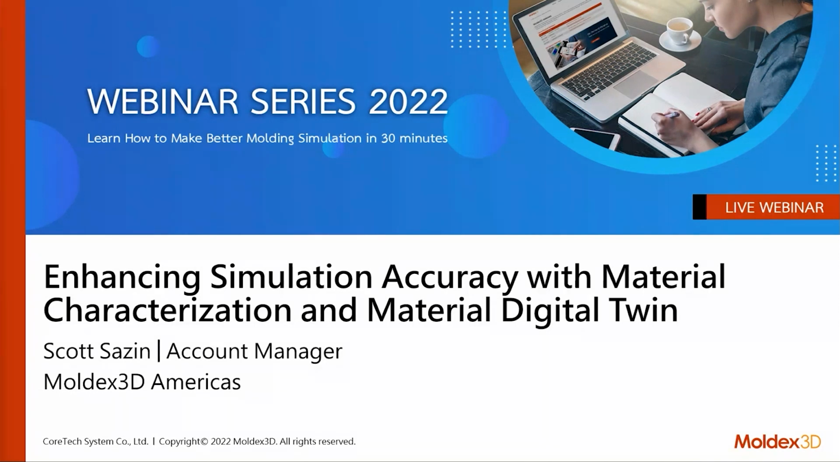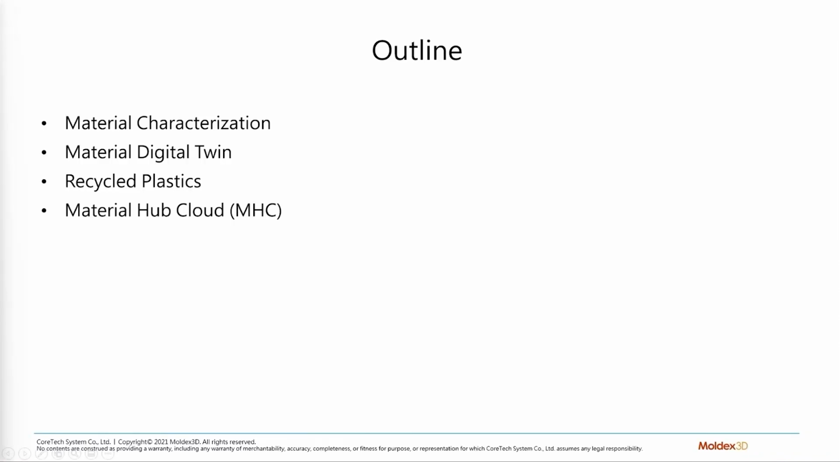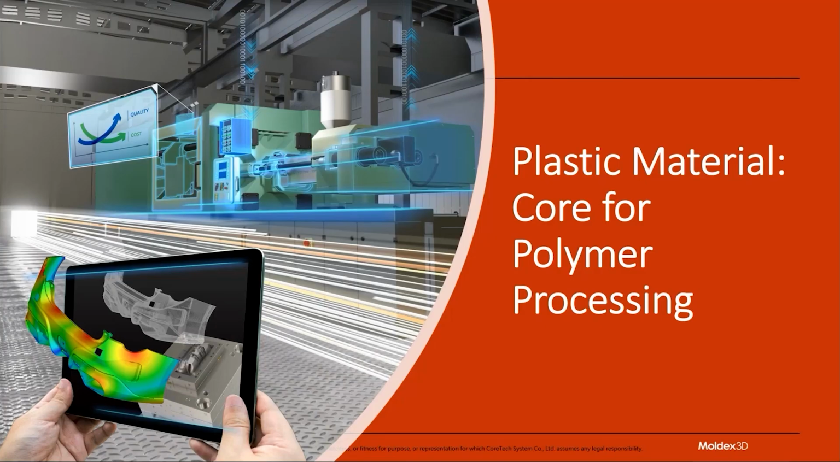And today's topic is going to be enhancing simulation accuracy with material characterization and material digital twin. So just a quick outline of topics we'll be touching upon today. All material-related, simulation-related: material characterization, material digital twin, recycled plastics and its role in simulations, and also our Material Hub cloud. So with that being said, let's dive right into it.